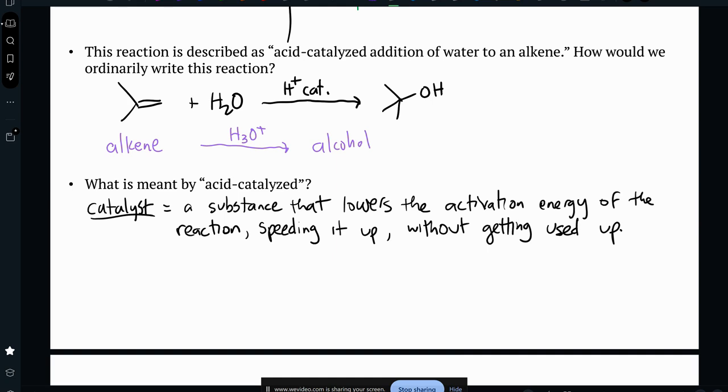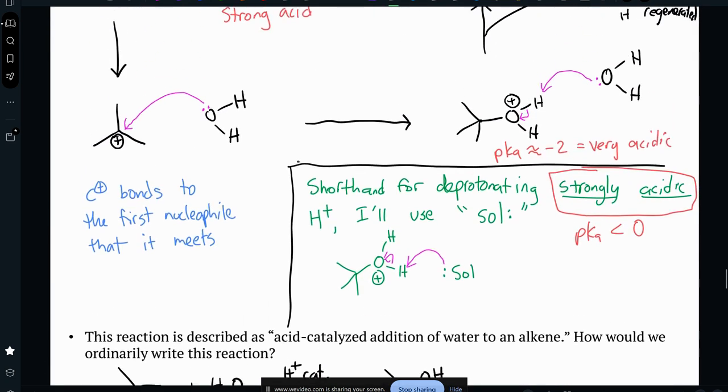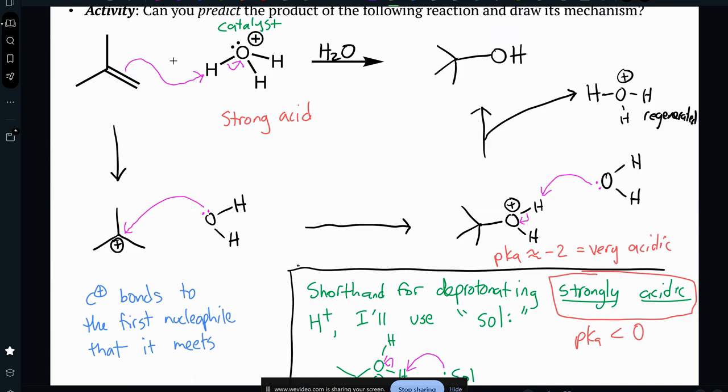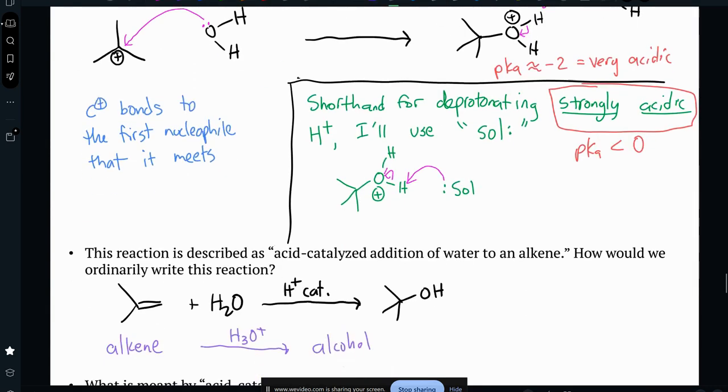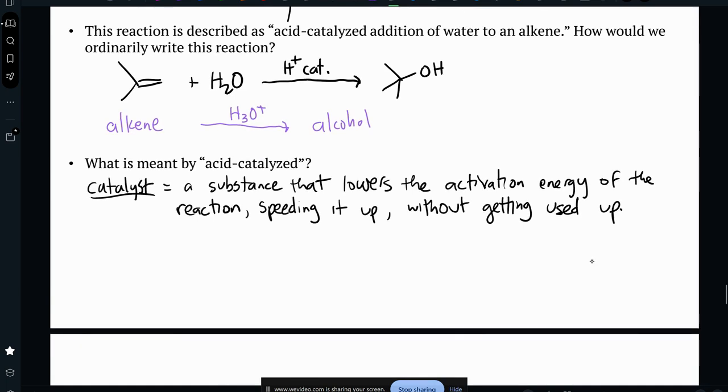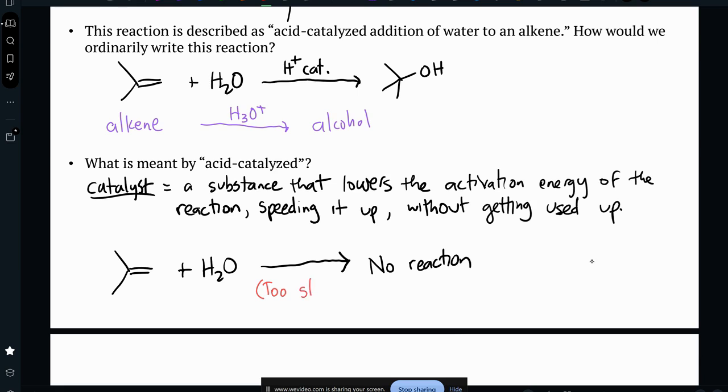Now, this reaction is acid catalyzed because it turns out if you put an alkene in water without an acid catalyst, they will just sit there and look at each other. So if I just took this alkene and I added water and no catalyst, we'd observe no reaction because the reaction would be too slow to observe without the catalyst.